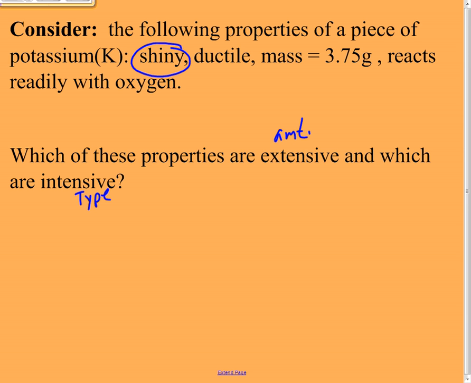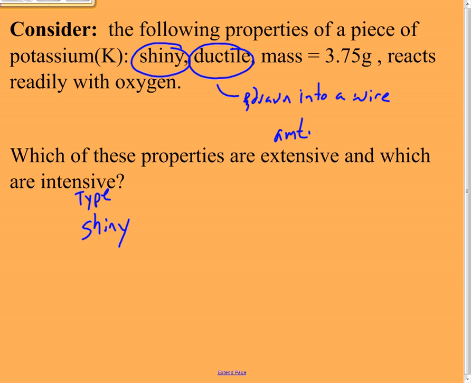So that would mean that shininess is an intensive property. Shiny. Good. Ductility. What does ductility mean? That means the ability to be pulled or drawn into a wire. Now, do you think the ability to be drawn into a wire is an intensive property related to the type of matter or an extensive property related to the amount?